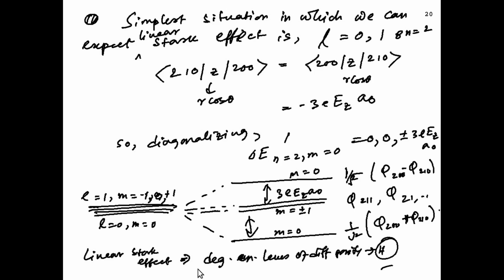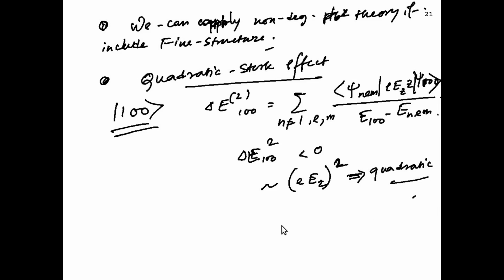So what does the linear Stark effect do? It keeps the degenerate states which are of defined parity as H, and the other terms which do not have that parity are lifted. So now we can apply non-degenerate perturbation theory.